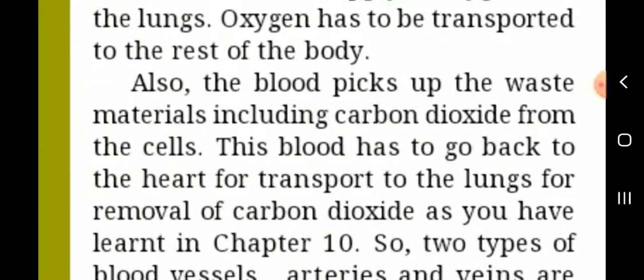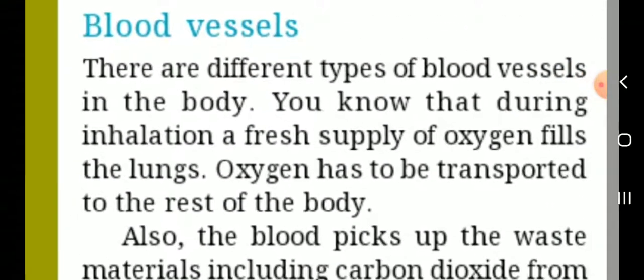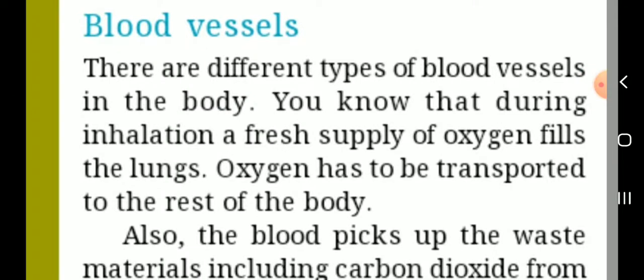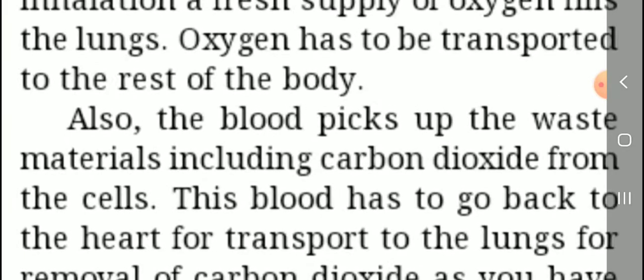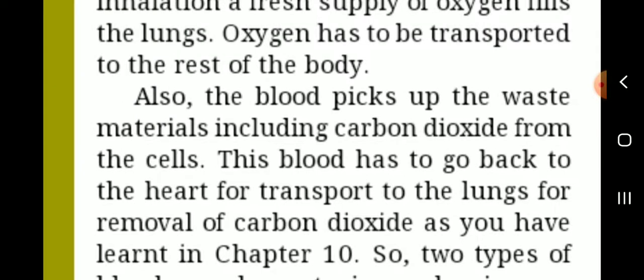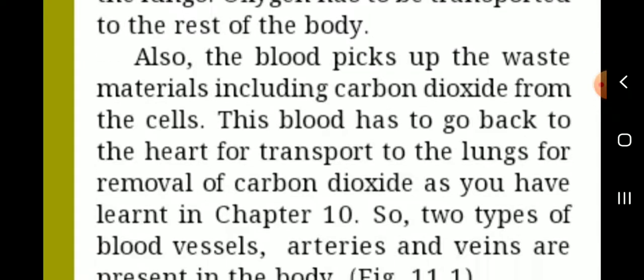Next, blood vessels. What are blood vessels? There are different types of blood vessels in the body. Oxygen has to be transported to the rest of the body. The blood picks up the waste materials, including carbon dioxide, from the cells. This blood has to go back to the heart for transport to the lungs for removal of carbon dioxide.